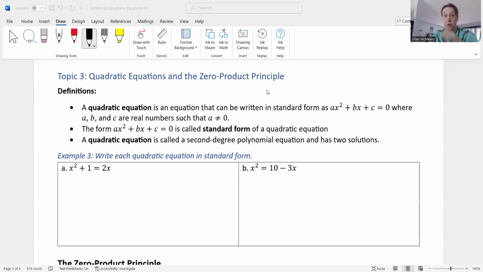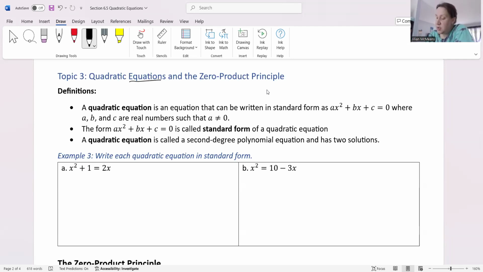For topic 3, we're going to look at quadratic equations, okay, and the zero product principle. Some books will call this the zero product property. So if in class I call it the property or the principle, it's the same thing, okay? So the quadratic equations, we already know what a quadratic expression is.